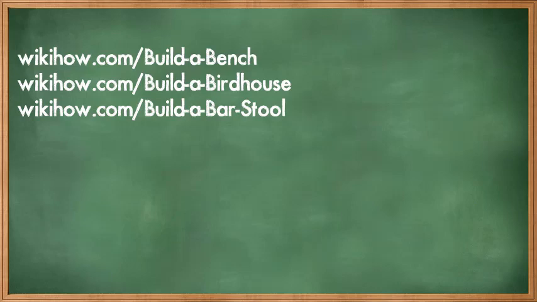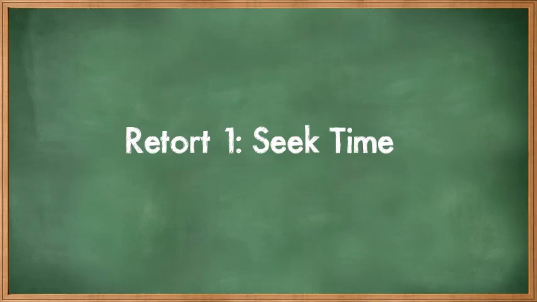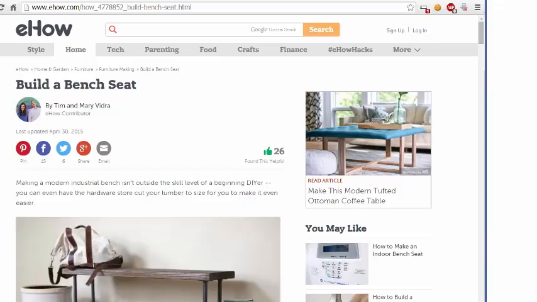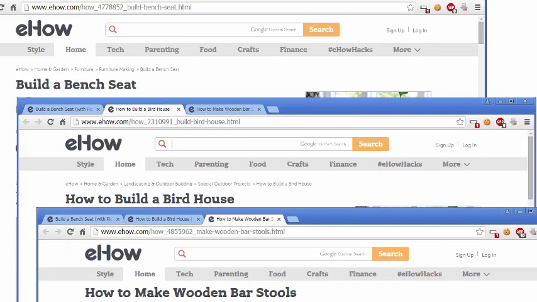But there are a couple possible retorts to this URL schema. Retort number 1, seek time. An interesting technical issue comes up in URLs when you're dealing with database-driven content management systems like WordPress. Basically, it is easier for a computer to find a database row based on an integer than based on a string of characters. So, for example, in contrast with wikihow.com, let's look at these equivalent web pages over at ehow.com. How to build a bench seat, how to build a birdhouse, how to make wooden bar stools.